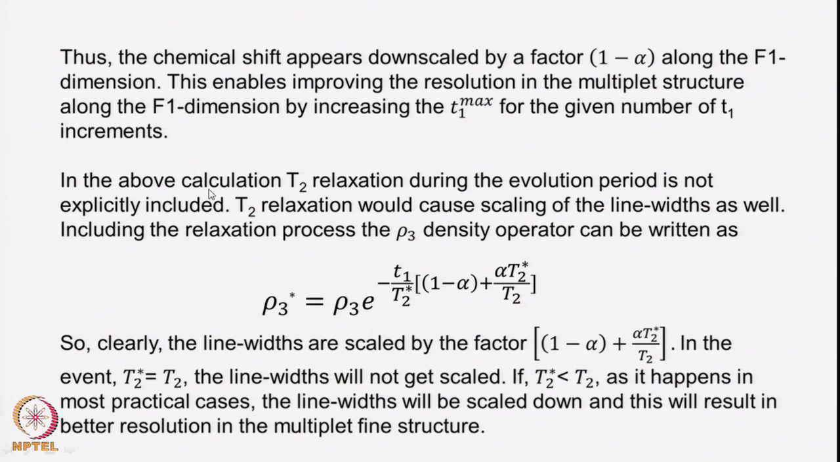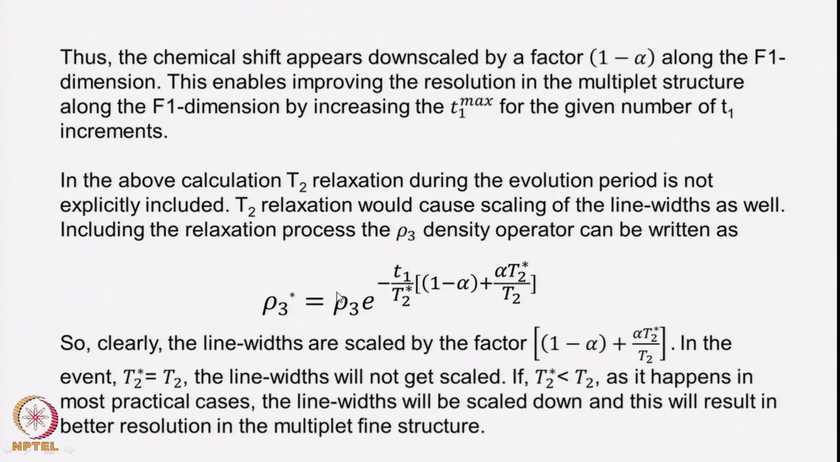Now, once again here we have not included the relaxation effects. We can include the relaxation effects here. Reduced relaxation during the period is not explicitly included. Now, if we include this, it will cause a scaling of the line widths as in the case of J scaling. Now, if we include the relaxation effects, we will get the rho 3 star.